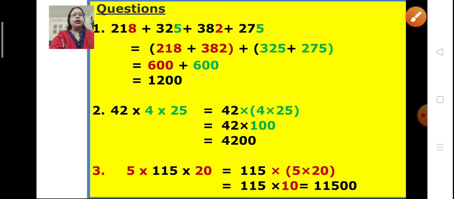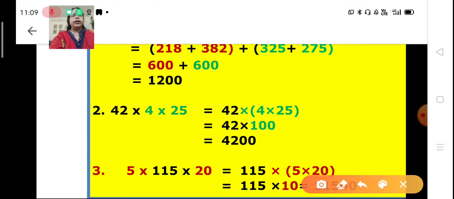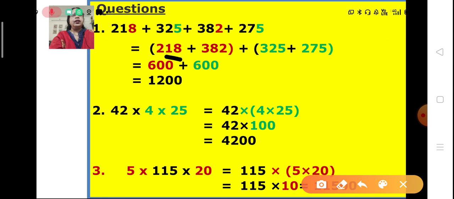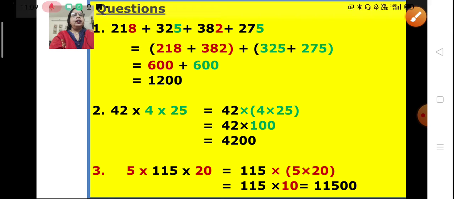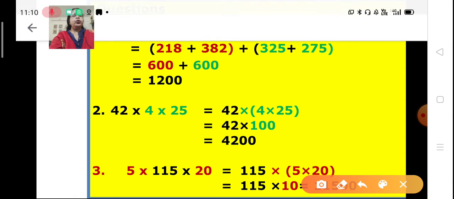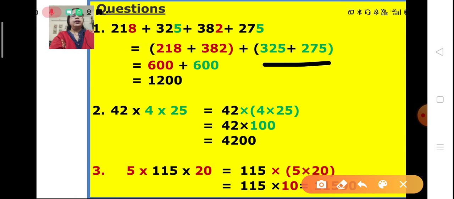So here we know that if we add 8 and 2, we get 10. So we can get a 0 in ones place. So we have grouped them together, 218 and 382. And if we add 5 and 5, we get 0 in ones place. So we can group together 325 and 275. And here we are getting 600, and here also we are getting 600 by adding them, and quickly we can get the answer, that is 1200.